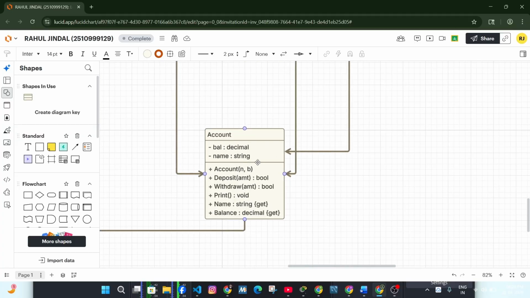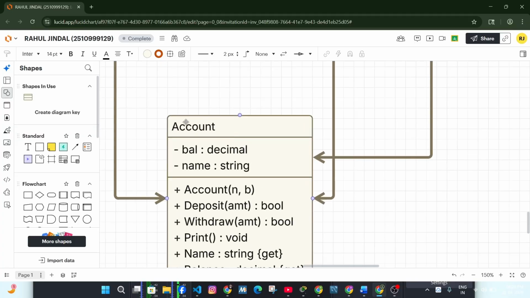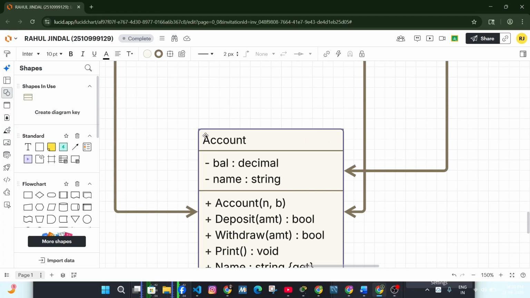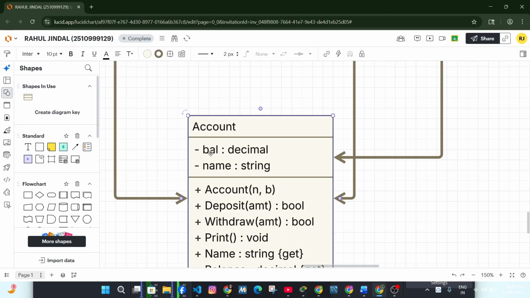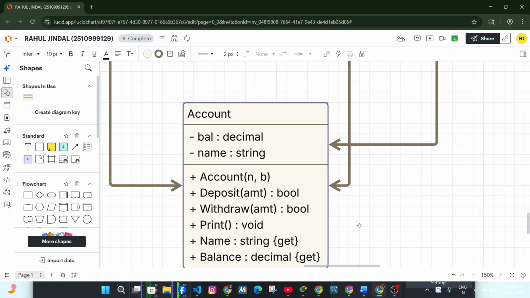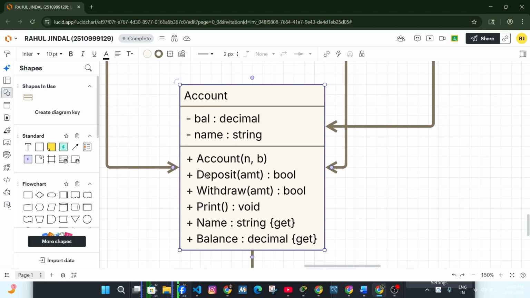In detail, in the top section, we can see our class name, which is the account, and in the middle part, we have fields like the name and the balance, which are storing data of the account. And in the bottom section, we have methods like the account, deposit, withdraw, print, and the getter functions, which are defining the behavior of the class.